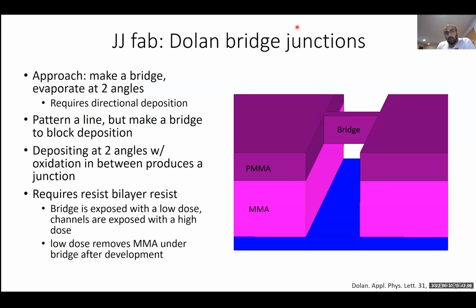And when you deposit at an angle, the bridge will block deposition in certain areas. As a result, if you deposit at two different angles with an oxidation step in between, you can create a structure that's basically a Josephson junction. Of course, in order to do this, you need a bilayer resist where the area of the bridge is exposed with a low dose, and these channels are exposed with a much higher dose. The low dose will expose the MMA, which is under the bridge after development. The high dose will remove both the PMMA and the MMA.